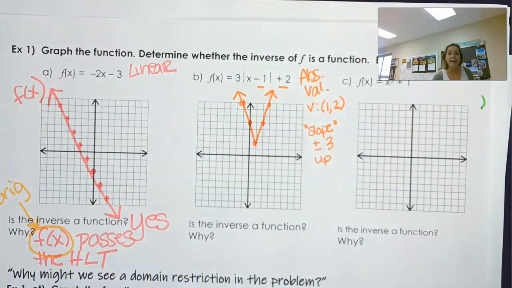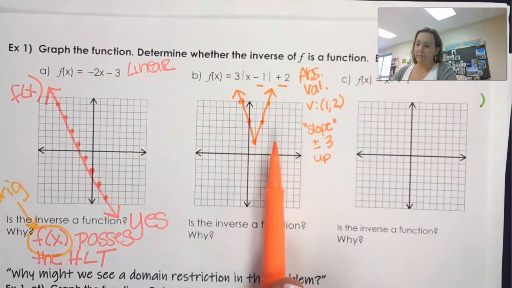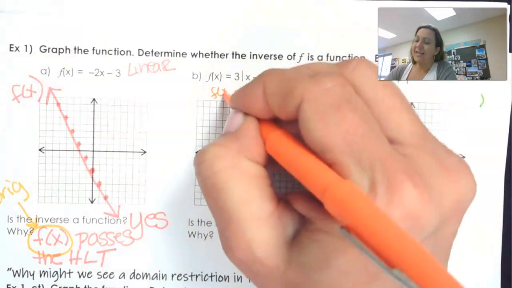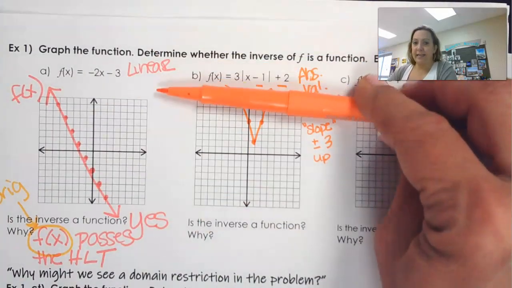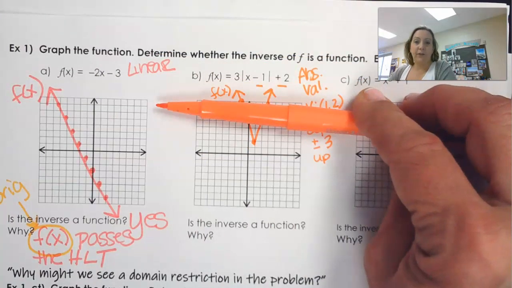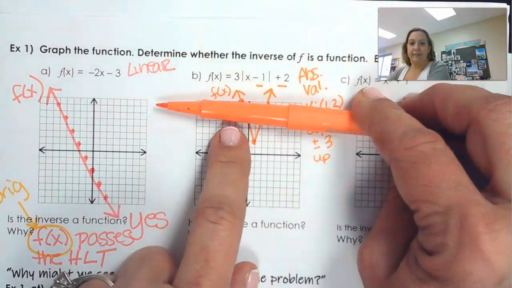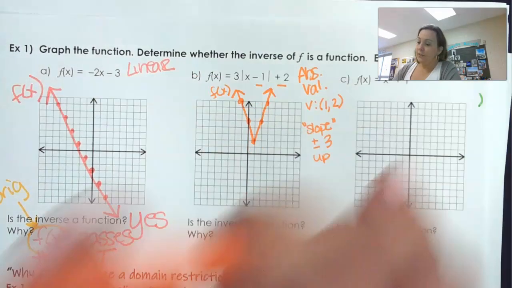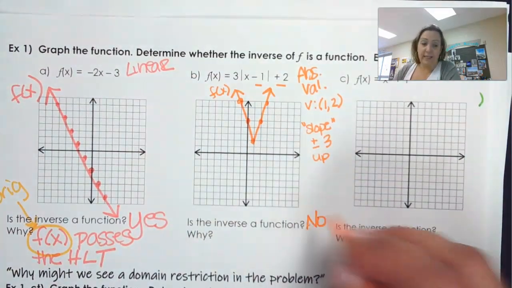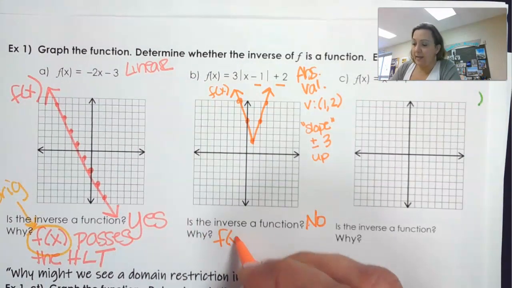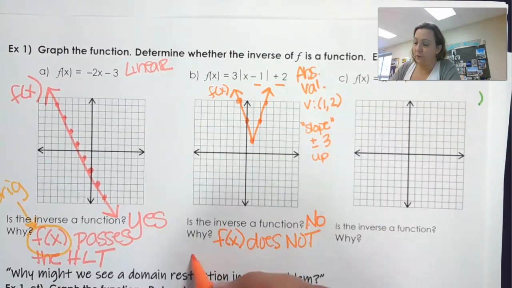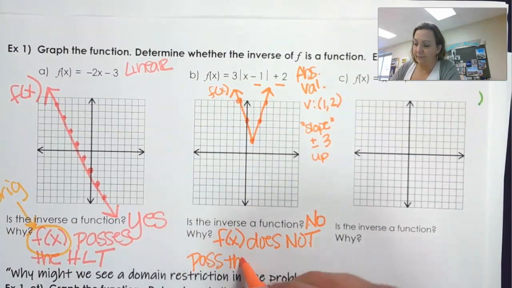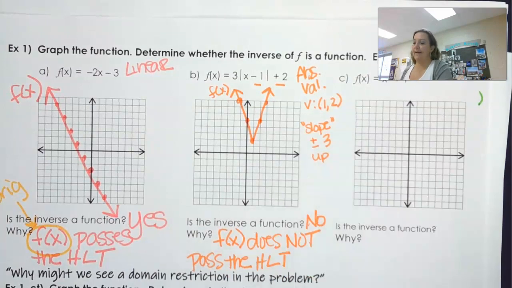And then we can decide by using the horizontal line test, like this itself is a function, okay? This is our f of x, a function. Will the inverse be a function? We'll do the horizontal line test. Notice that it crosses 2 times in several places. So we're going to say no, the inverse is not a function. And it's because f of x does not pass the horizontal line test. Okay.